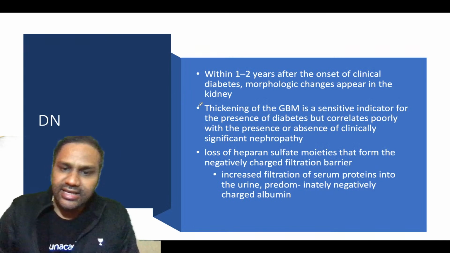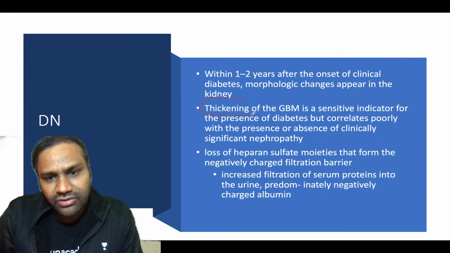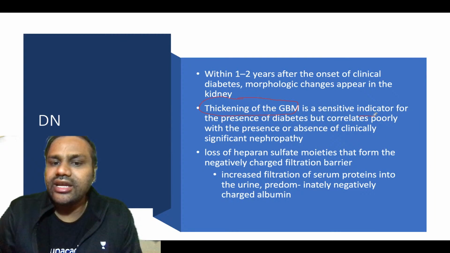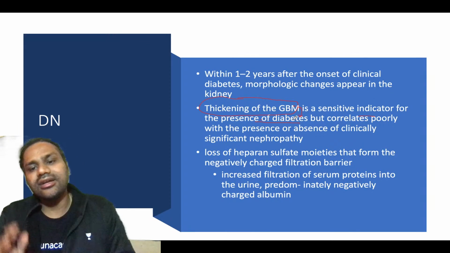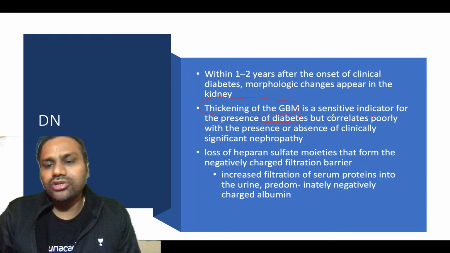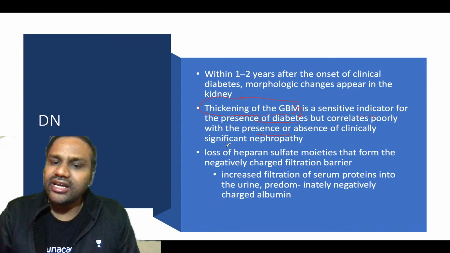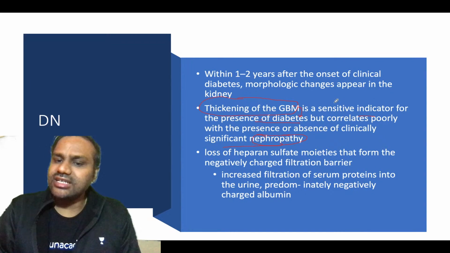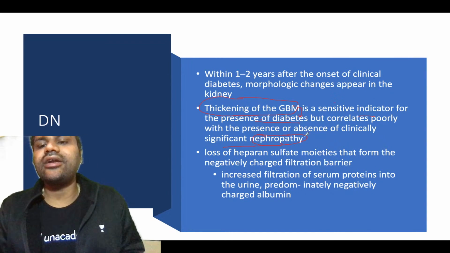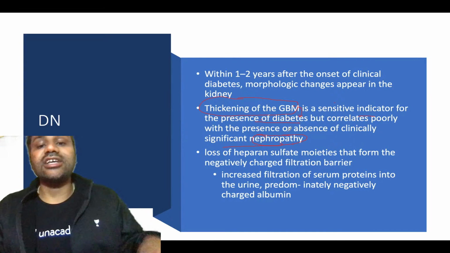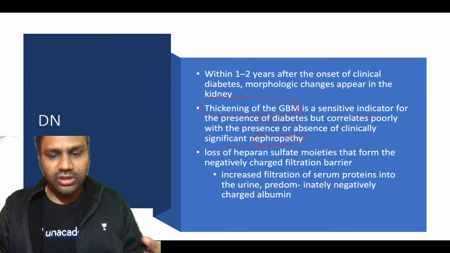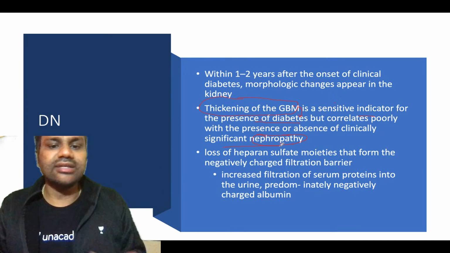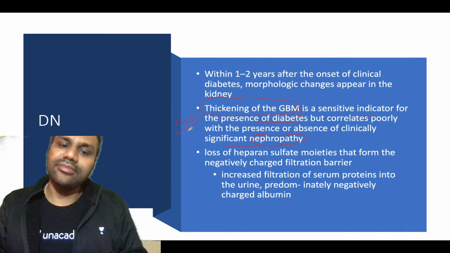Now remember this line is again important. Thickening of GBM is a sensitive indicator for the presence of diabetes. So when GBM is thickened, you can say that diabetes is present, but it correlates poorly with the presence or absence of clinically significant nephropathy. Thickening of GBM is a very sensitive indicator of diabetes but a poor indicator of clinically significant nephropathy. Expansion of mesangium correlates well with clinically significant nephropathy. This line is important from an examination point of view.